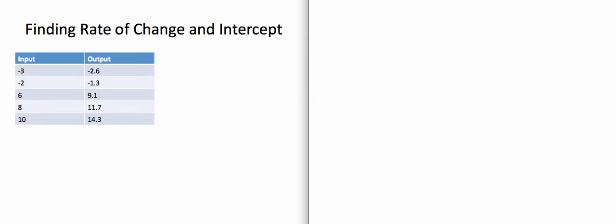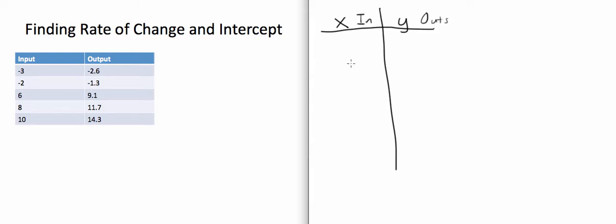So what we can do here is we have our x values and our y values. That's our inputs and outputs. So this is our ins, this is our outs. We have -3, we've got -2, we're missing -1, we're missing 0 and 1 and 2 and 3 and 4 and 5. We've got 6 back in there again.